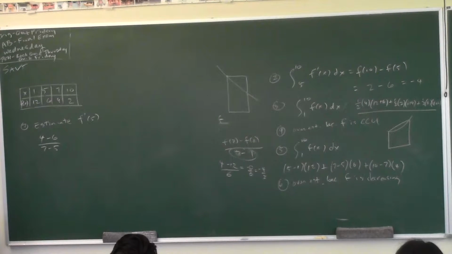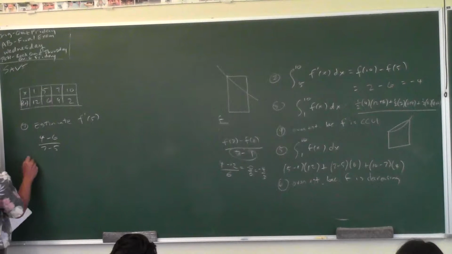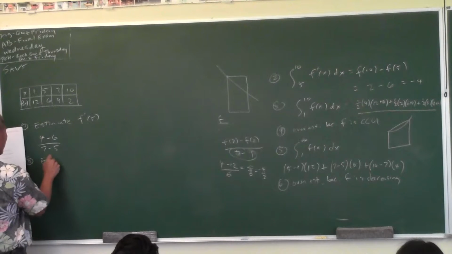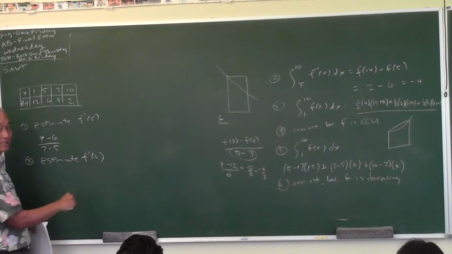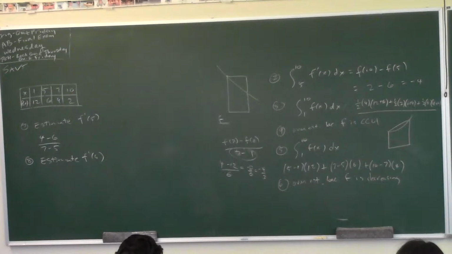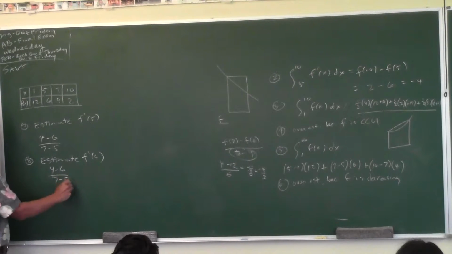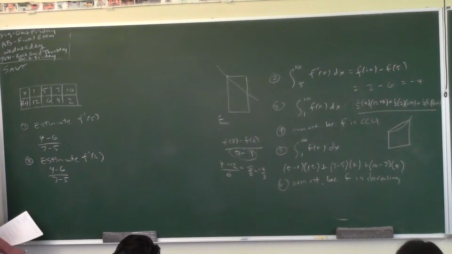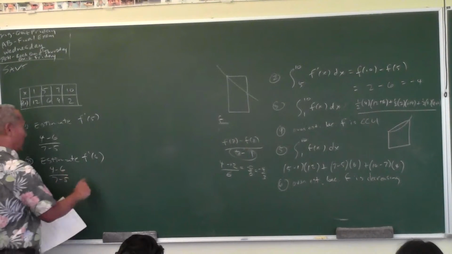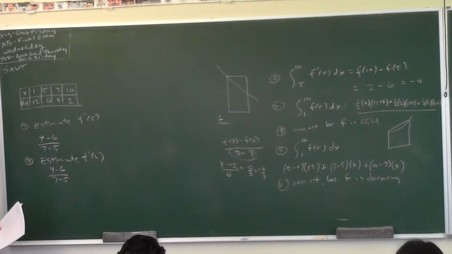We're batting .850 something. Okay, number 8. Estimate f prime of 6. 4 minus 6 over 7 minus 5. There you go. If the point is not on the chart, then you have to take the 2 points enclosing it. For 7, we have to write why we chose the point 6. So 7 out of 8? Yeah, we're batting .875.